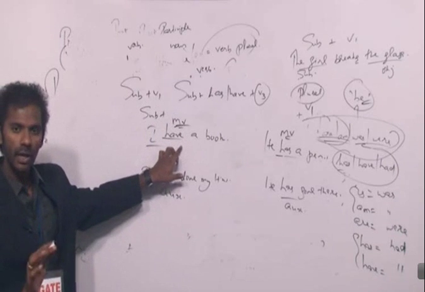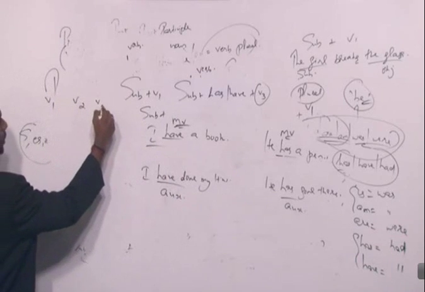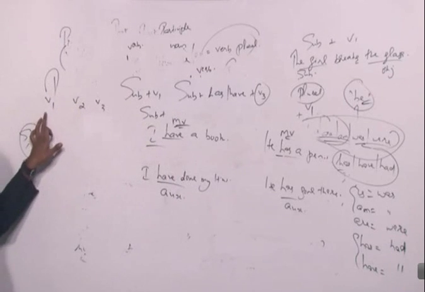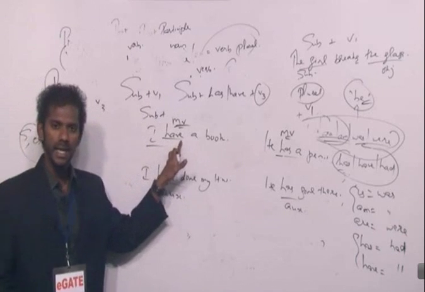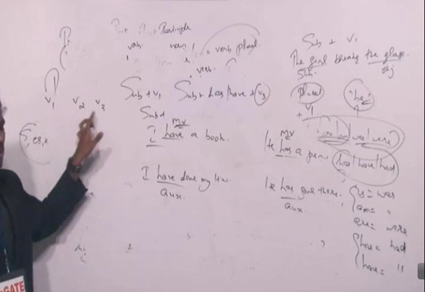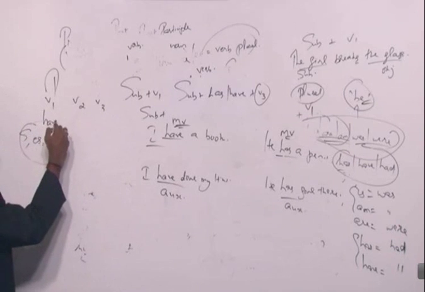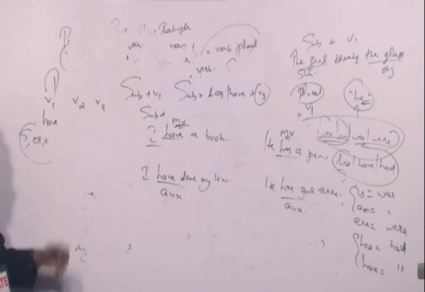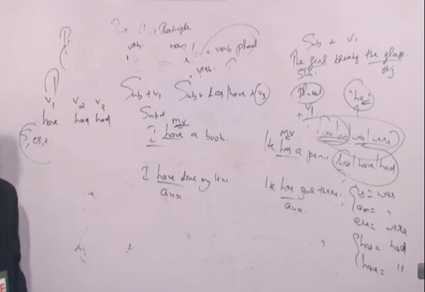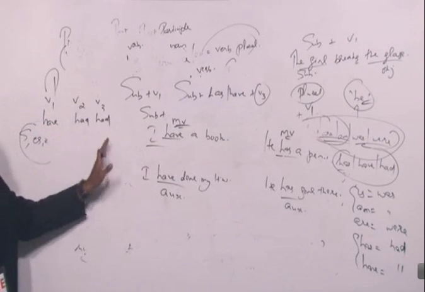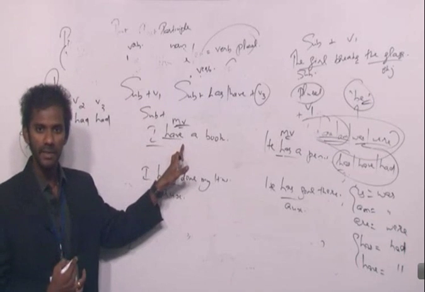I told you all main verbs have three forms. Which are they? V1, V2, V3. Present form, past form, past participle form. Have is a main verb here. Have is V1 or V2 or V3? Have is V1. What is the V2 of have? Had. V3 is also had. Clear? It's have, had, had.